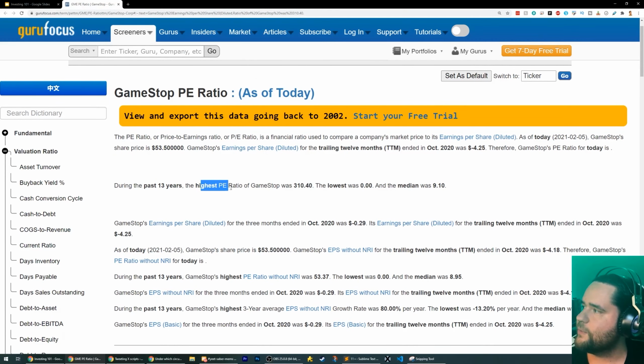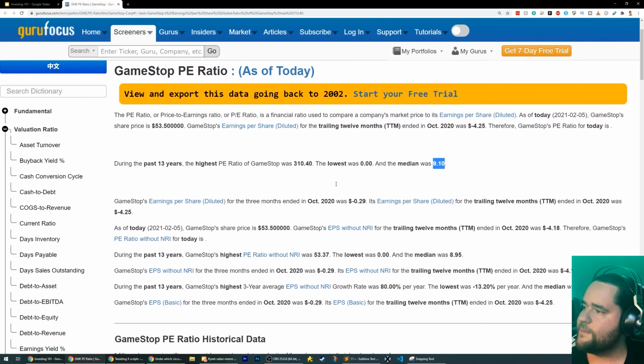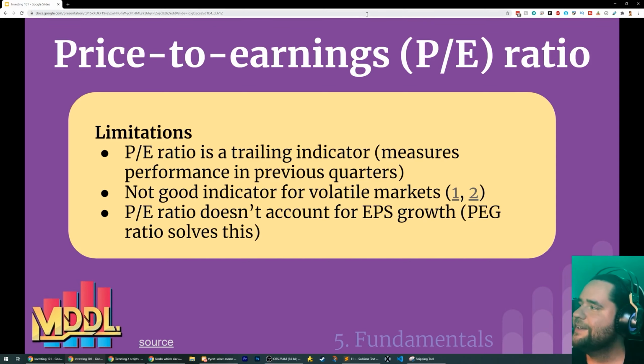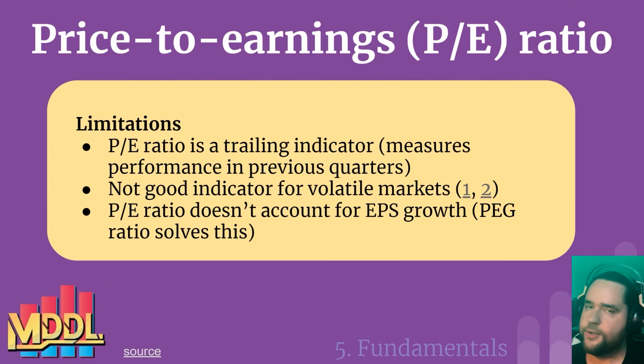So the highest PE ratio was 310, the lowest was 0, the median was 910. So there's a pretty big imbalance there. That's a red flag for me. GameStop's earnings per share for the 3 months ended in October 2020 was 29 cents. The diluted earnings per share, I'm not going to get into diluted, but that's another variation of earnings per share, was negative 4.25. And right now the share price is 53. But anyway, results inconclusive. All right, so back on track.